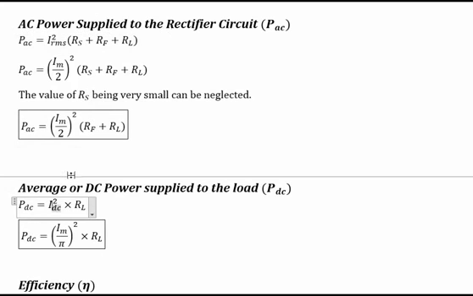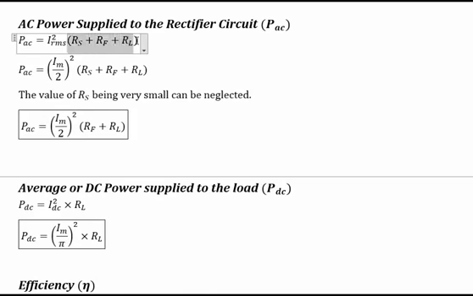This is AC power supplied to the rectifier, and this is DC power supplied to the load. So DC power will be IDC square into RL, and AC power will have IRMS square. So IRMS will be for AC, and IDC will remain for DC power. For DC we will have IDC, and for AC we will have IRMS.